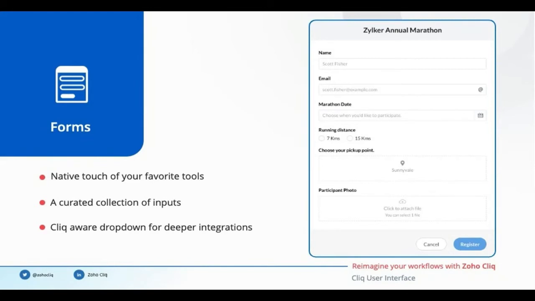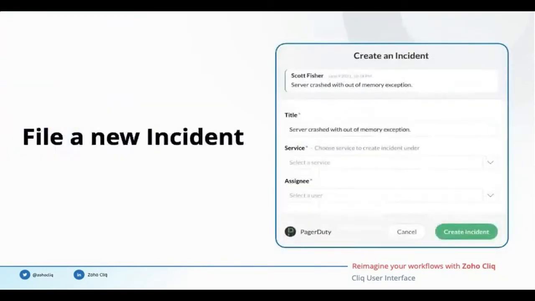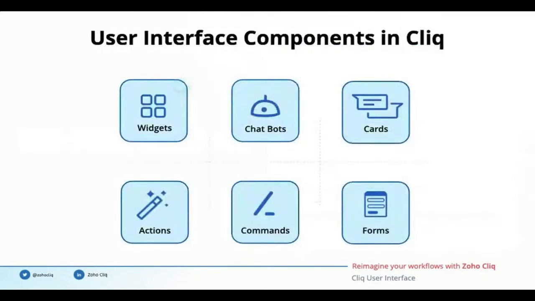Here is a scenario where one of my colleagues had reported a server crash issue. I have to file this particular outage as an incident in our incident management tool. I can use this particular form, fill in the title, select the service, assign this particular incident to someone, and create the incident right from this chat window. So these are the 6 components we learned from the user interface part of the Click platform.